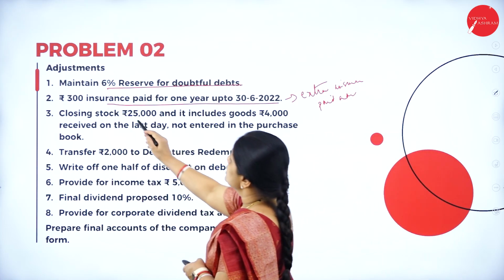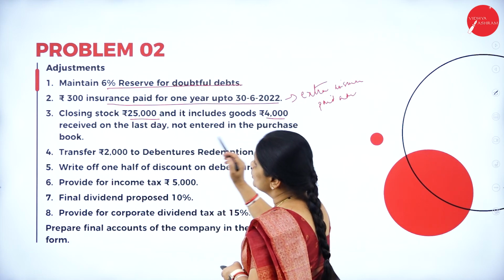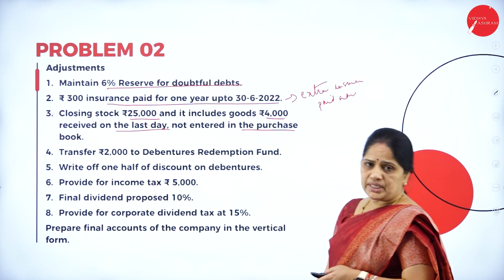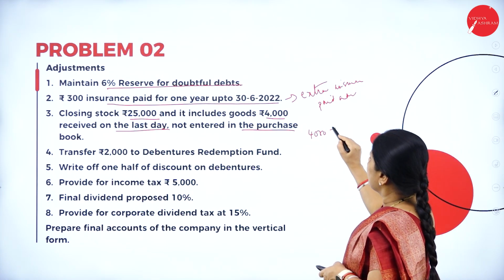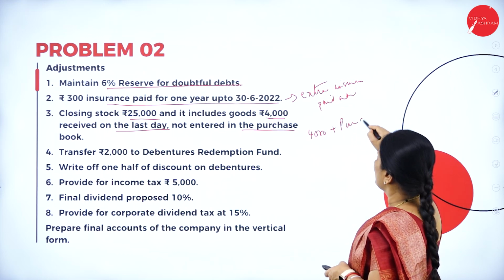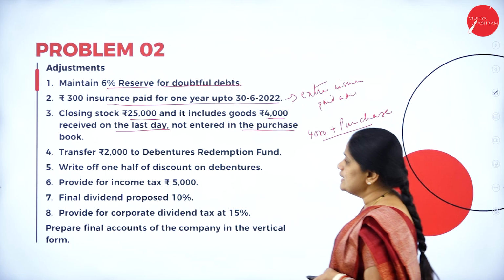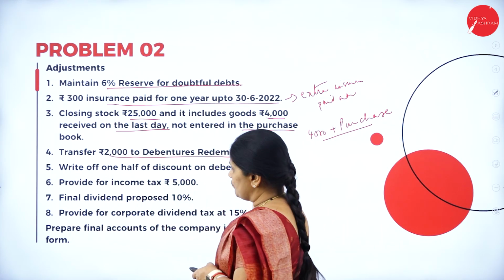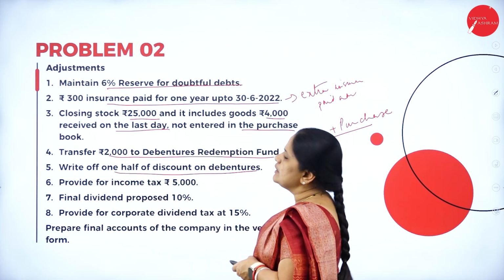Then closing stock is 25,000 and it includes goods worth rupees 4,000 received on the last day, not entered in the purchases book. So this 4,000, it has to be added to the purchase value. So purchase value, we have to add the 4,000. Then transfer 2,000 to debenture redemption fund. Okay, write off 1/2 of discount on debentures.